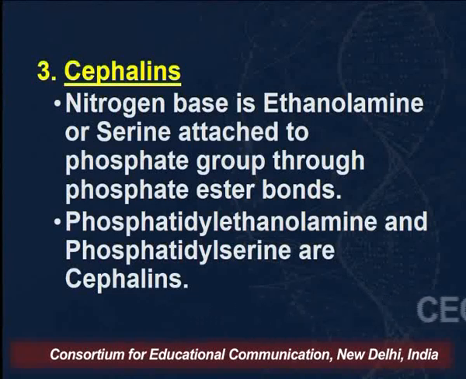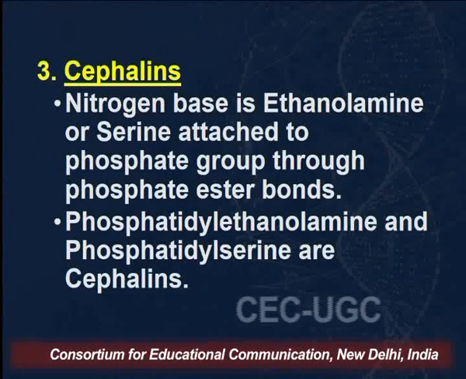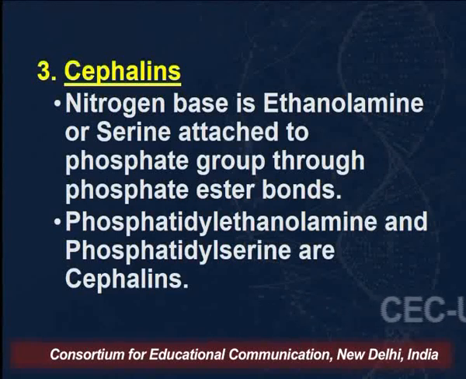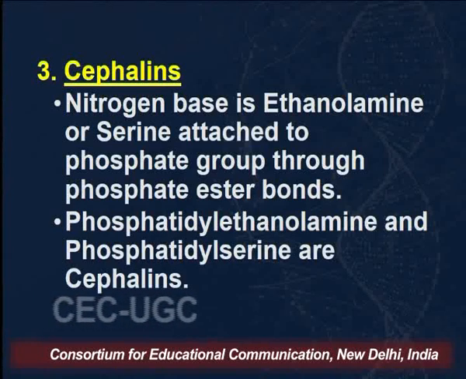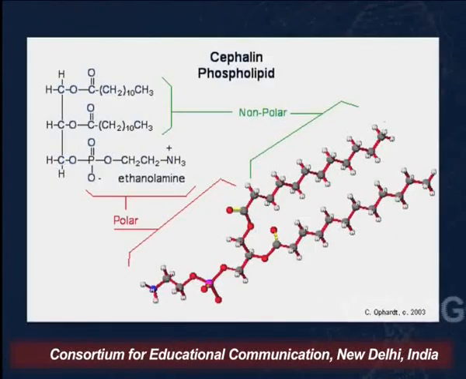So, if the base is ethanolamine or serine attached to phosphate group through phosphate ester bonds, then we get two cephalins, that is, first is phosphatidylethanolamine and the second is phosphatidylserine. So now if you look on your screens again, you can see the structure of cephalin phospholipid, that is ethanolamine. So in this part, this basic structure will be that of phosphatidic acid.